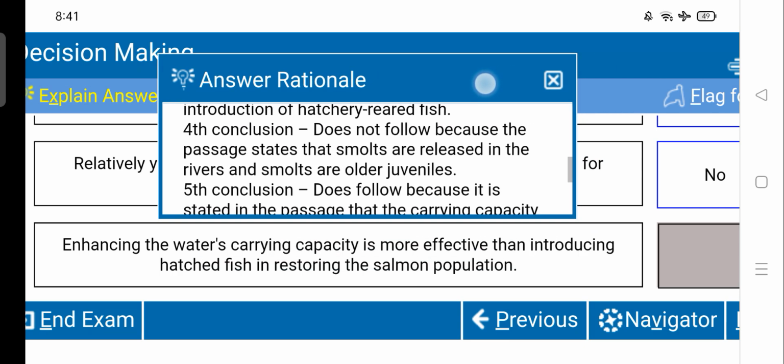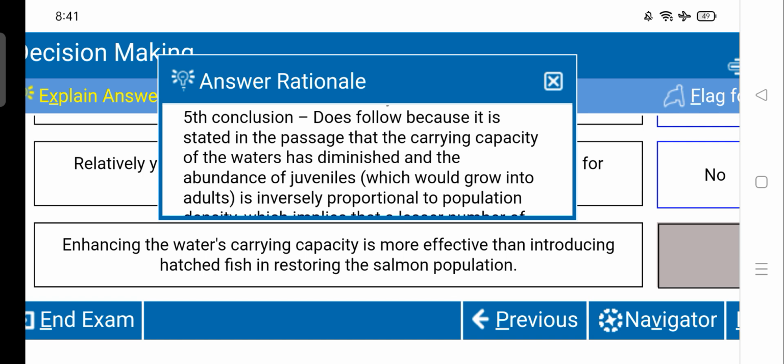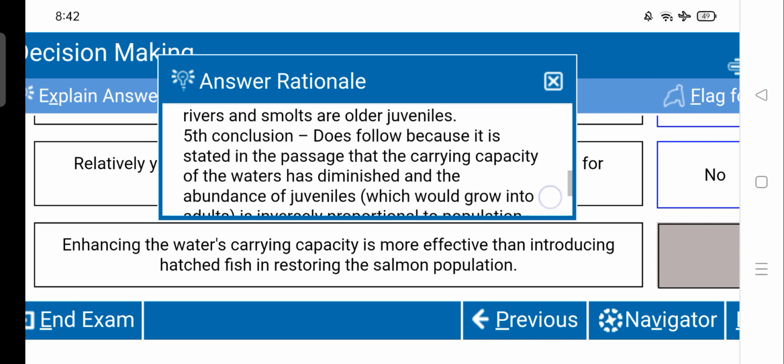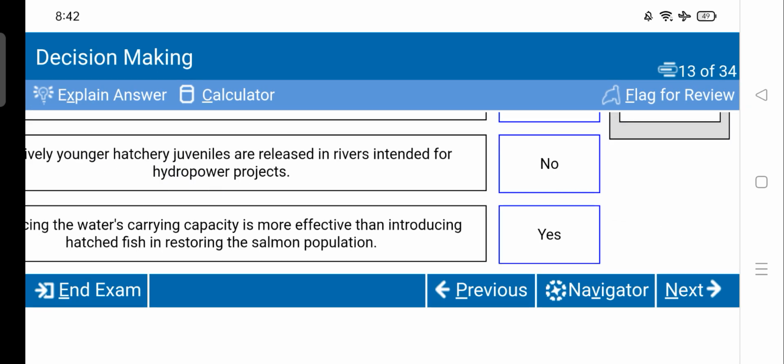The last conclusion says that enhancing the water's carrying capacity is more effective than introducing hatched fish in restoring the salmon population. It does follow because it is stated in the passage that the carrying capacity of the waters has diminished and the abundance of juveniles is inversely proportional to population density, which implies that a lesser number of fish and an increase in the habitat of freshwater areas would lead to a larger wild salmon population. So the fifth conclusion does follow, so that's why we will drag a yes and drop it in front of this conclusion.